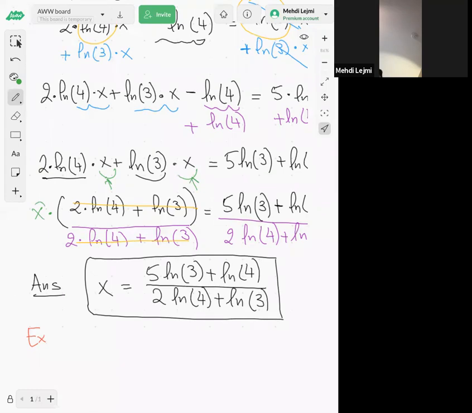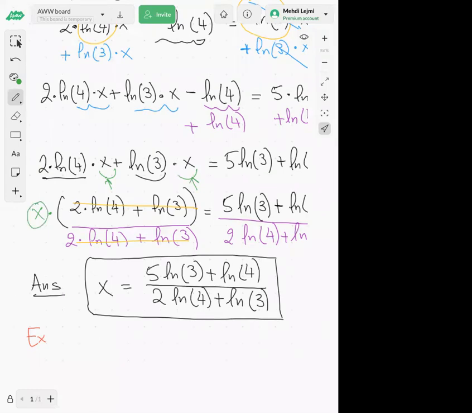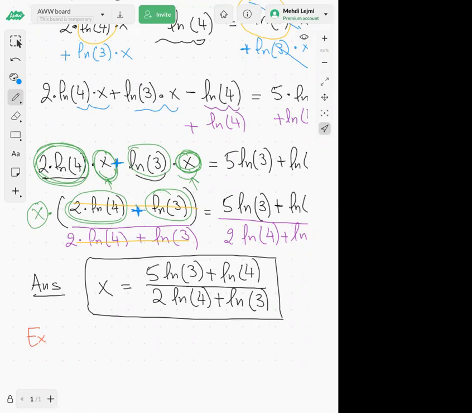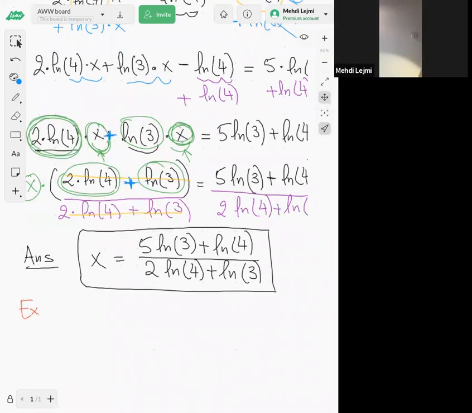So I factor out x. If you factor out this x, you are left with this 2 natural log of 4. So here's my 2 natural log of 4. And if you pull out this x, you are left with this natural log of 3. So here's my natural log of 3, right? And there is the plus between them. See this plus here? All right, here's my plus. That's why, because I factor out the x, I got just one x. Got it. Thanks. Sure. All right.